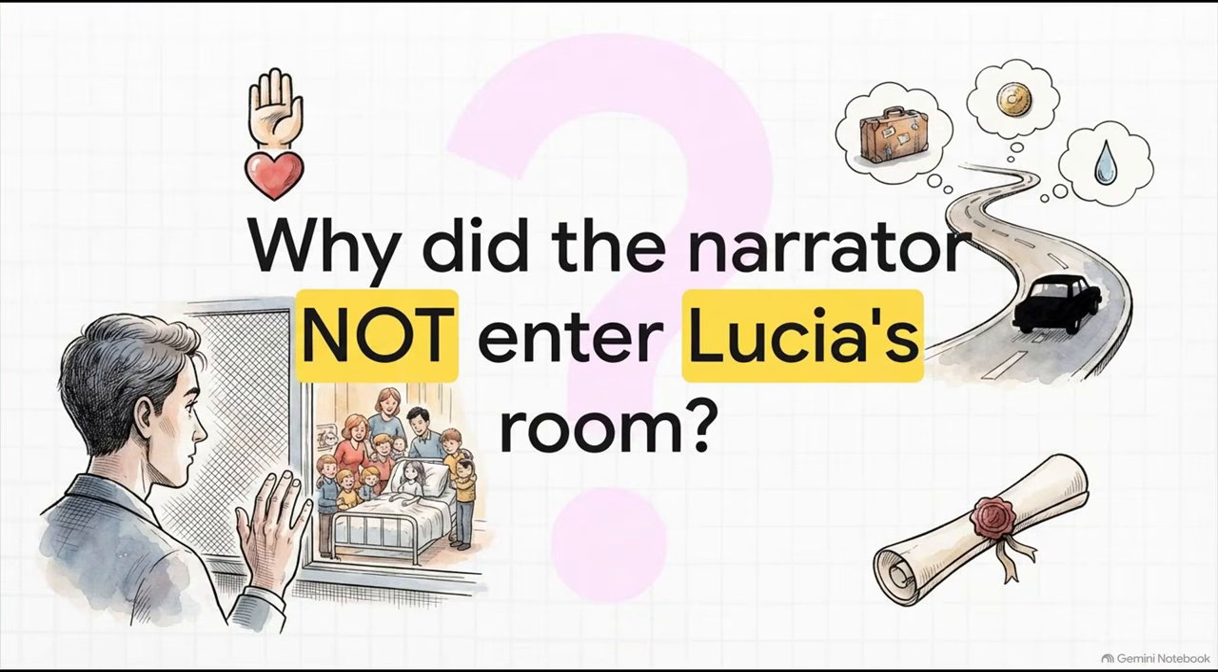Now you are almost guaranteed to see this question on your exam. Why doesn't the narrator go inside the hospital room? The text tells us exactly why. He turns away from the glass partition because he felt he couldn't, quote, bear to intrude upon this happy family party. He deeply, deeply respected their privacy. He realized these boys wanted to keep their struggle and their poverty a total secret, and he honored that incredible dignity by staying completely silent on the long drive back to Verona.